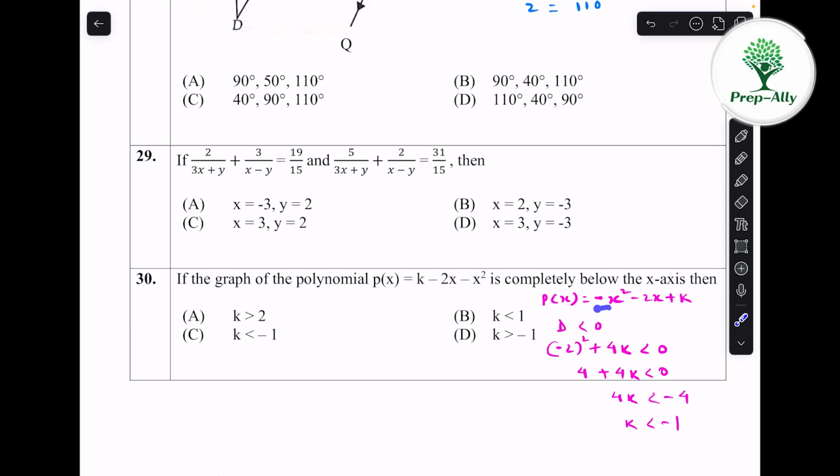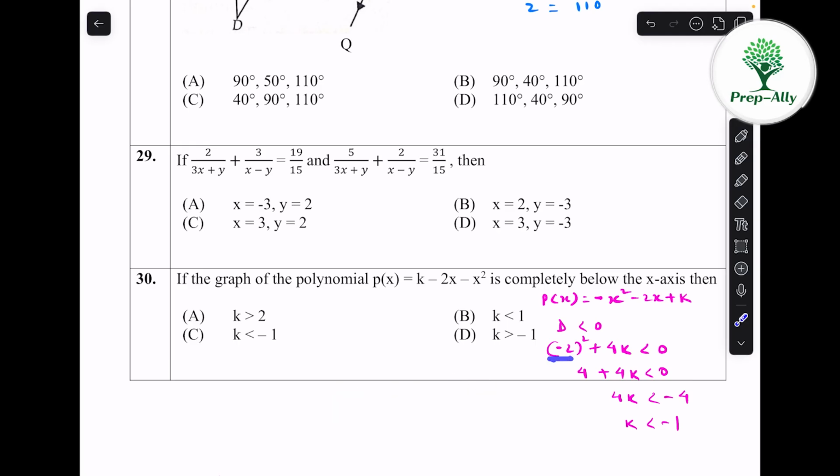That means this will not intersect the x-axis. That means the zeros are non-real, right? That means D is negative. D means b square minus 4ac. Here a is -1, b is -2, c is k. So b square minus 4ac will be negative here, right?